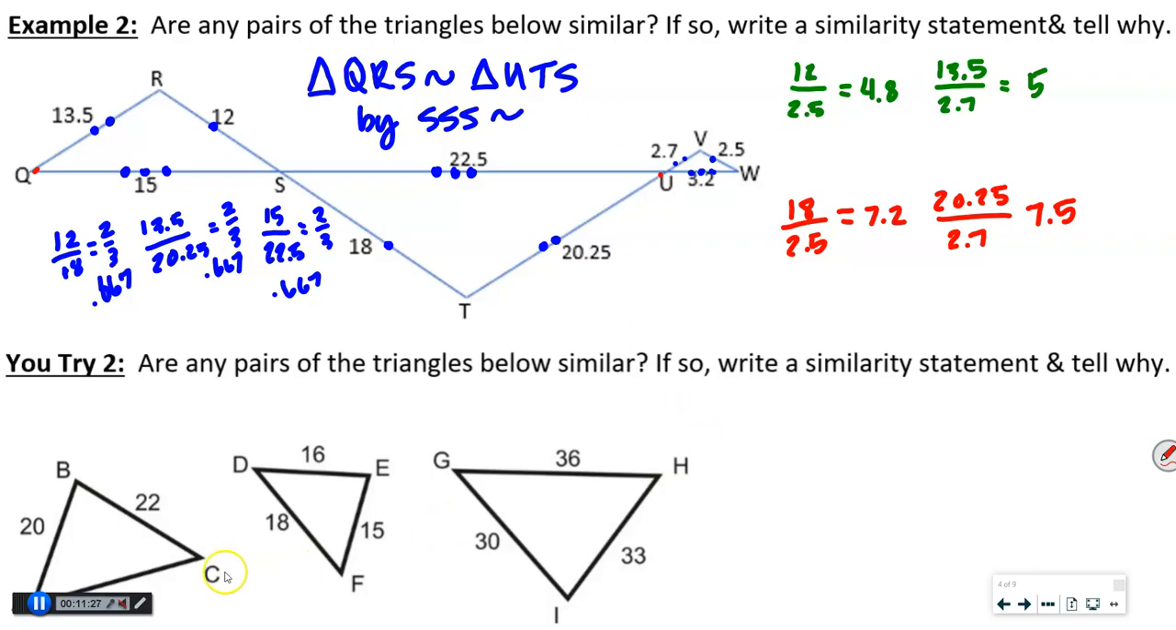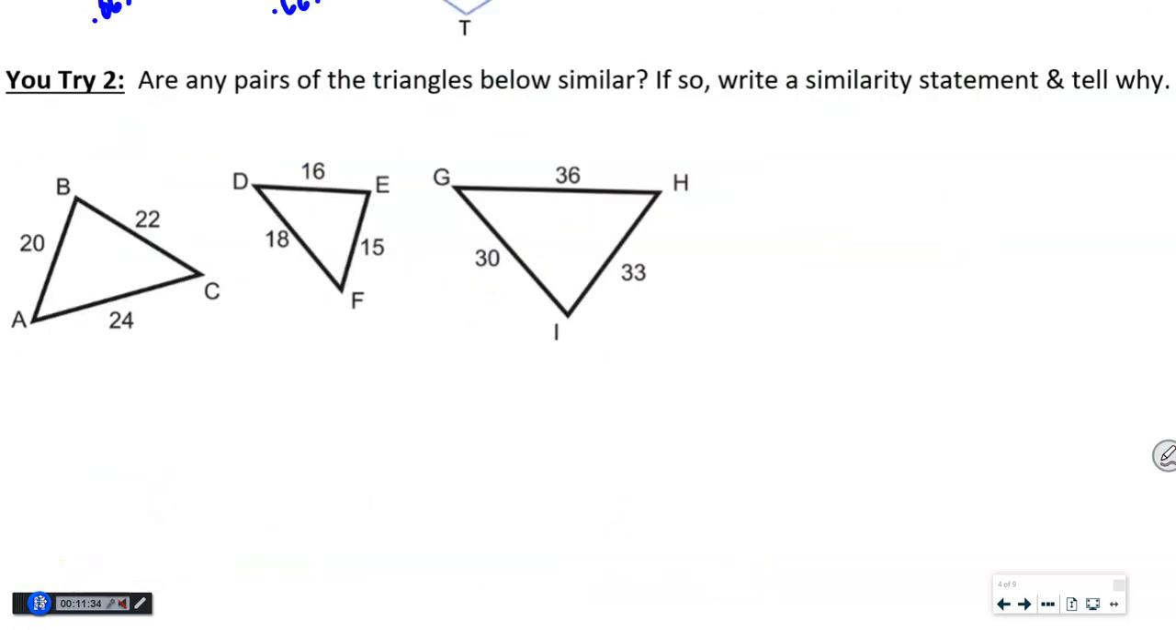So that's our ratio right there by side, side, side similarity. Okay, so let's see if you guys can figure out with this next you try which of these triangles are similar, if any of them are. So I'm going to do my little trick again. 1 dot, 2 dots, 3 dots, comparing the smallest, middle, with large. 1, 2, 3.